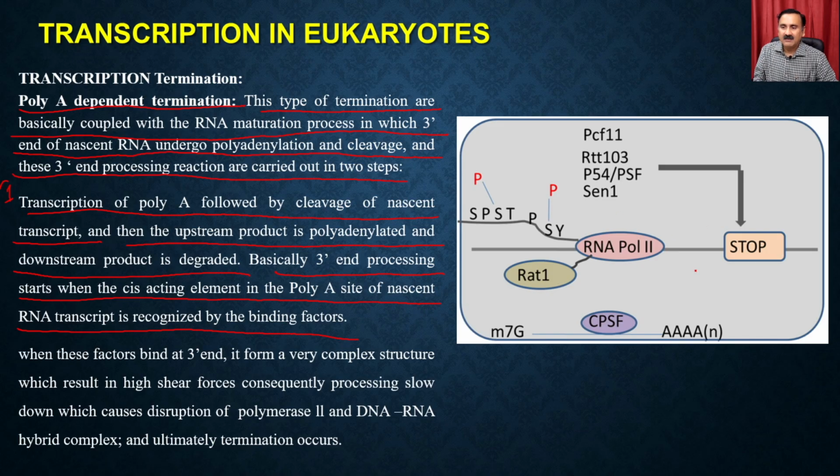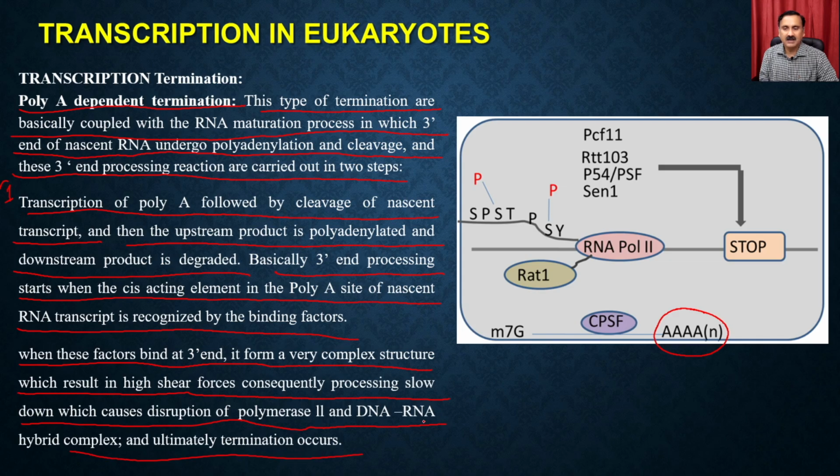So you can see that when it reaches the stop codon, or the termination site, the RNA is going to be released from that site, and then it is going to undergo polyadenylation with the help of the polyadenylation machinery. And in step 2, when these factors bind at the 3' end, they form a very complex structure which results in high shear forces, consequently processing slows down, which causes the disruption of the Pol2 and DNA-RNA hybrid complex, and ultimately the termination occurs.